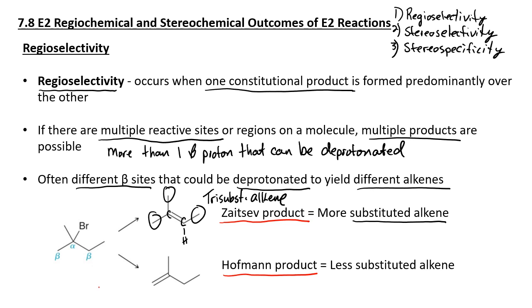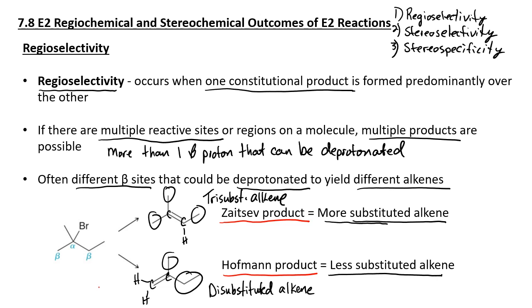And let's look at the alkene below. I have a carbon-carbon double bond. We have 1, 2 hydrogens and 1, 2 non-hydrogen groups. So this is a di-substituted alkene. The Zaitsev product is whatever product is more substituted. The Hofmann product is the one that is less substituted. So tri-substituted is greater than di-substituted. So that's why we call this tri-substituted the Zaitsev product.